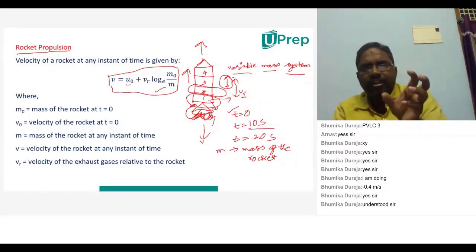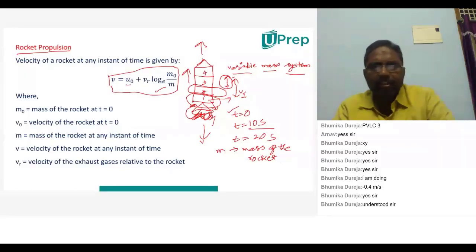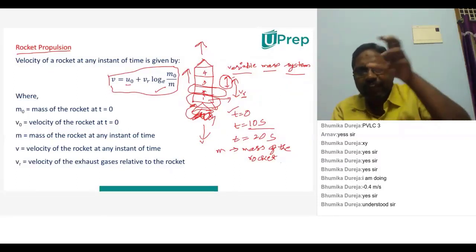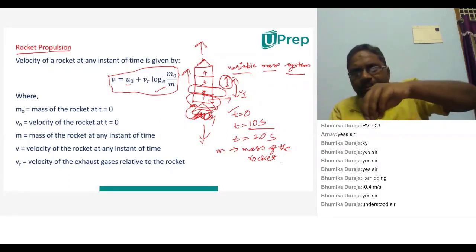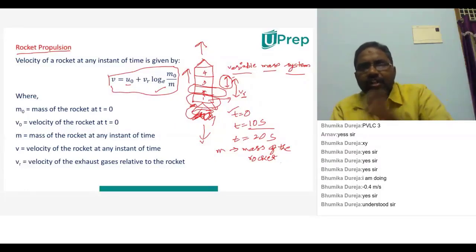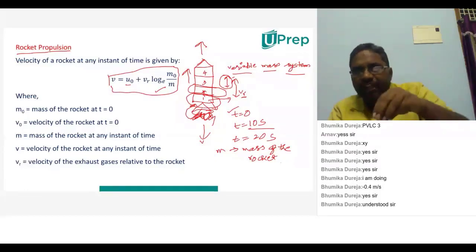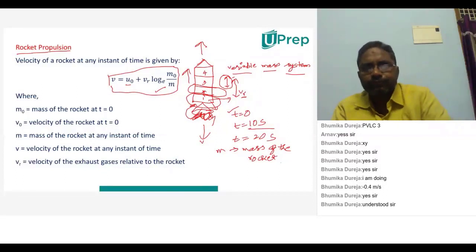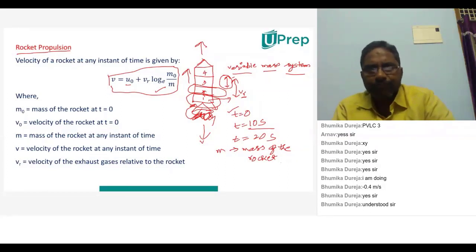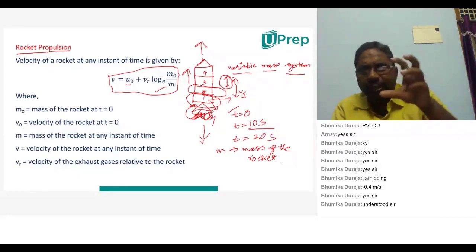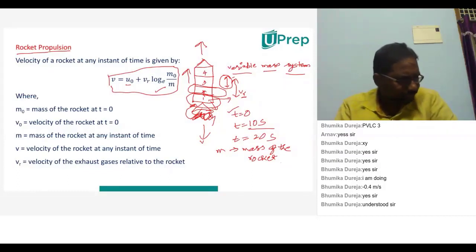Newton's second law can't be applied directly, and we have to apply it for a variable mass system. After applying it to the variable mass system and simplifying, you will get this relation. Which relation? The velocity of a rocket at any time. What is the equation? V is equal to u naught plus Vr into log to the base e of m naught by m. Is it clear now? At least somewhat the concept, Arnav?